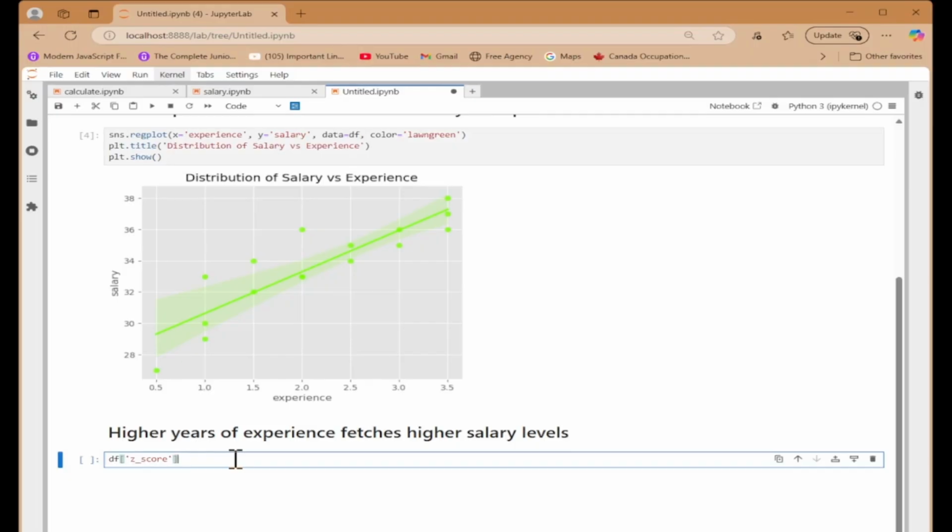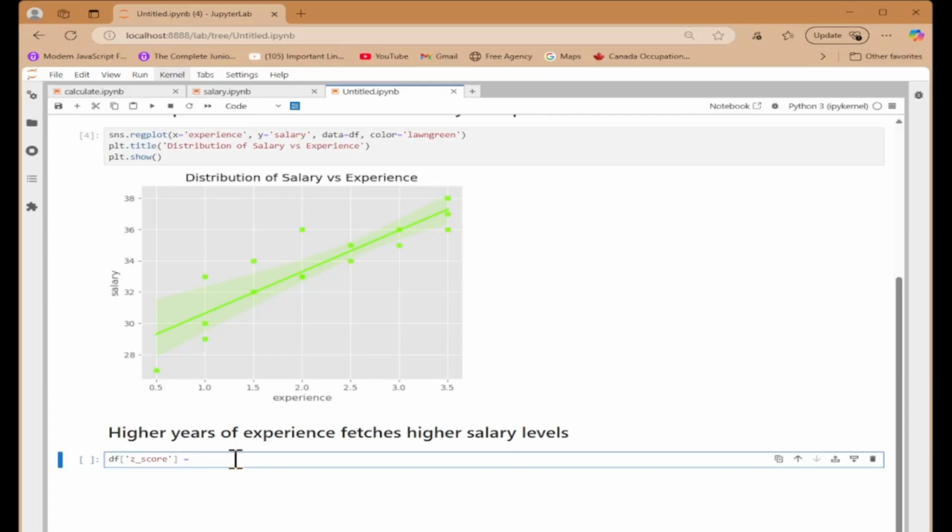Okay, so for that, z-score equals, let's do this. How are we going to calculate? What is the formula? Z-score is calculated by x minus x bar divided by standard deviation.